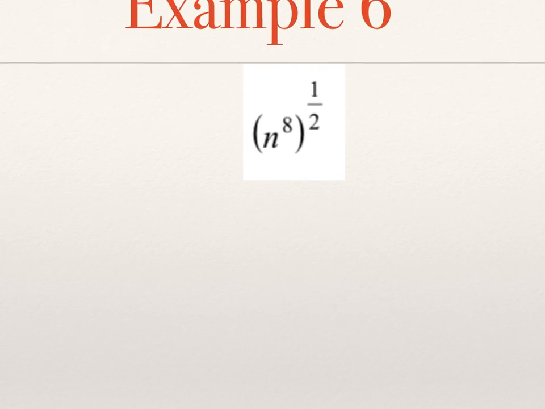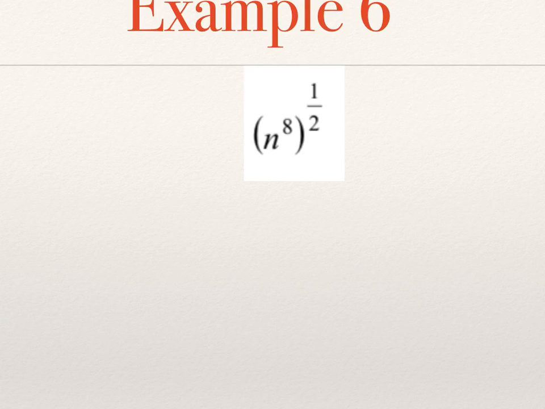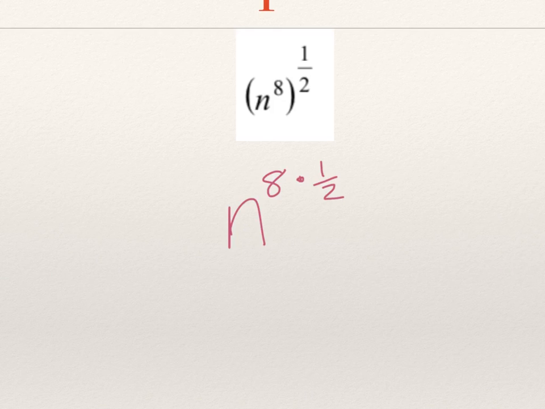Okay, for this one, it's another example of what I just did on the last one. So we have n raised to the 8th power raised to the 1/2. So this would be just like saying n to the 8 times 1 over 2. So if we multiply 8 times 1/2, we would get 8 on top and 2 on the bottom, which 8 divided by 2 becomes 4. So our final answer would be n to the 4th power.